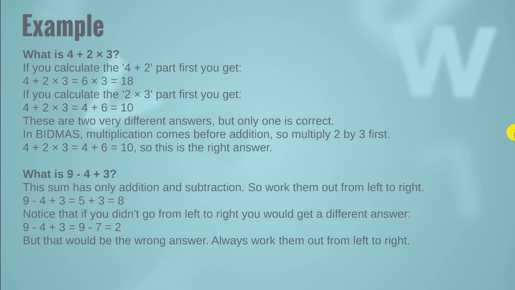Now in the next example, you have 9 minus 4 plus 3. You must be imagining that it does not matter whether you solve 9 minus 4 or whether you solve 4 plus 3. But it matters, because you need to solve this from the left side towards the right side, which means you work them out from left to right. Notice that if you didn't go from left to right, you would get a different answer. As you can see, when we went from left to right, we got our answer as 8, and when we went from right to left, we got the answer 2, and that 2 is wrong, because according to the rule, we need to move from left towards the right.